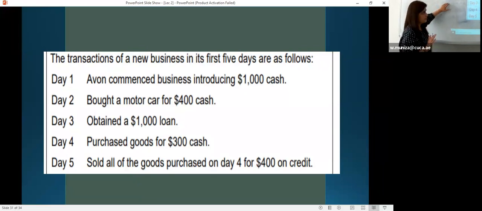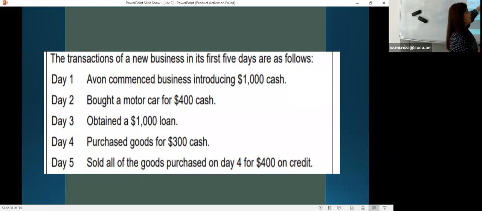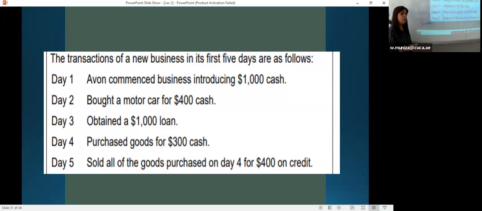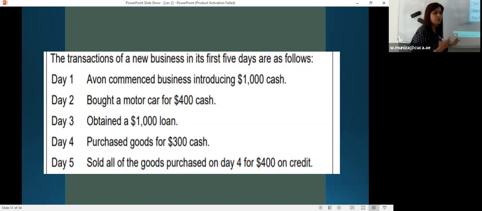Up to you. Yvonne bought a motor car for $400 cash. Now a motor car has been bought for cash. Cash is being given in order to purchase a motor car. Which thing are we going to debit? Which thing are we going to credit?